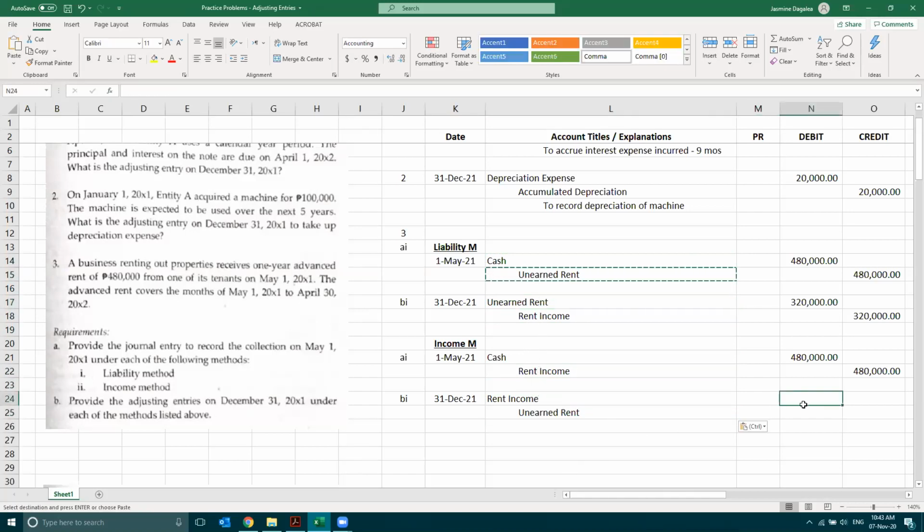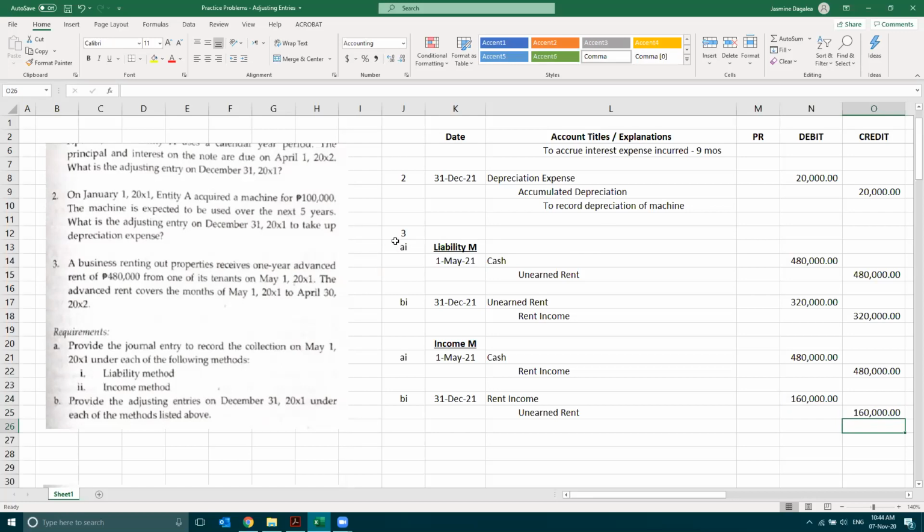Credit unearned rent. How much? 60,000, divided by 12, times how many months? Is it still 8? Just the remaining months? 4 months unearned. The earned portion is only 8 months, so 12 minus 8 is 4. So 160,000 is your adjusting entry.